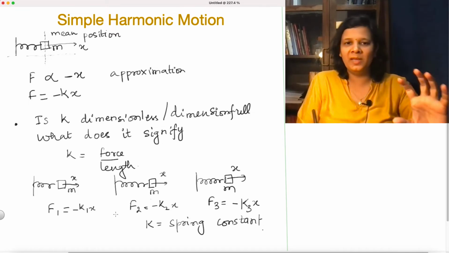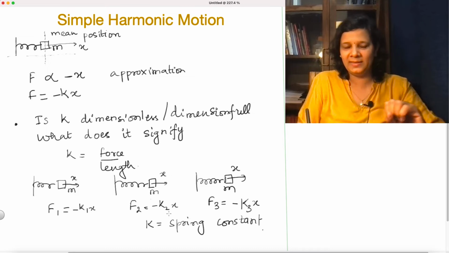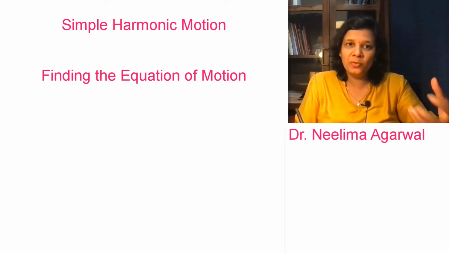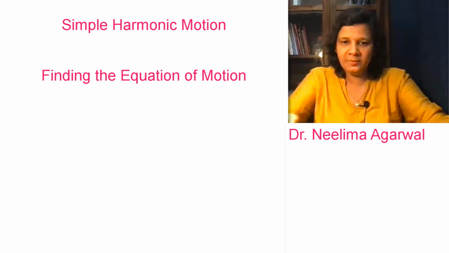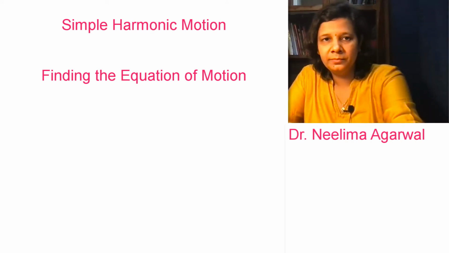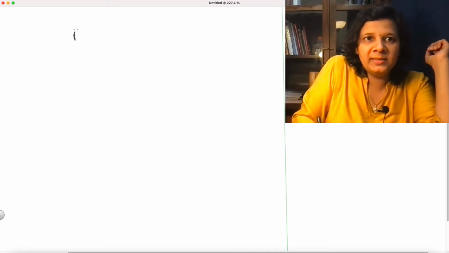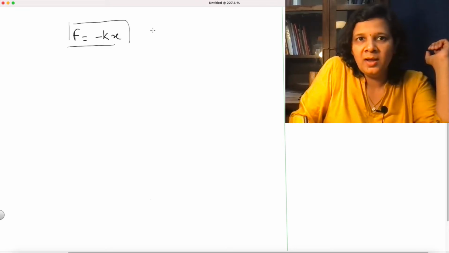So now we know something about k, and I have my force as F is equal to minus kx. Now we will write down the equation of motion of the system. My force is F is equal to minus kx. This force is for the mass spring system.